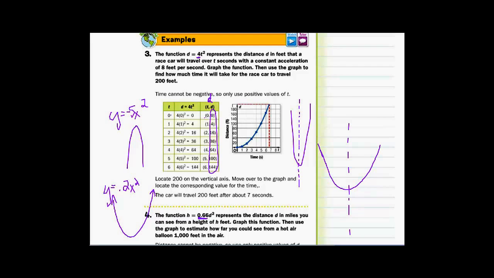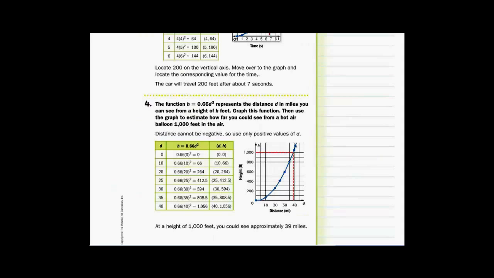So with that being said, we'll just look here at the bottom one, when it wants you to estimate. So that's our function that we just talked about, and we are using positive numbers only because we're not talking about negative distances or negative time like in number 3. How far could you see from a hot air balloon at 1,000 feet in the air? So once you get your parabola, or at least half of your parabola graphed here, and it's asking you to estimate how far could you see at 1,000 feet. So go to 1,000 feet, see where it crosses, where would it be? So it's not right at 40, but I would accept anything close, anything right underneath.